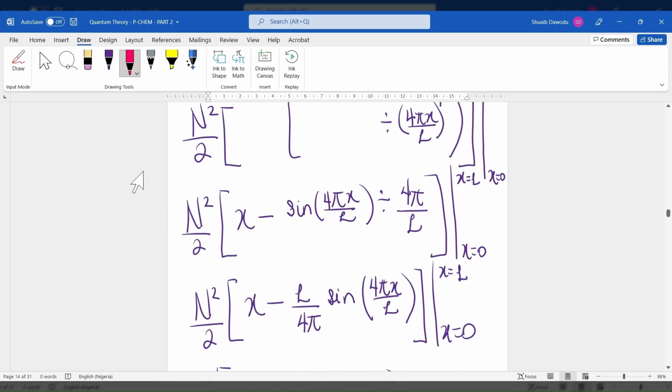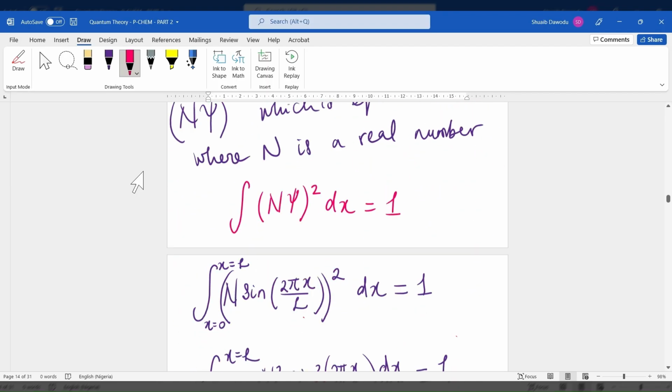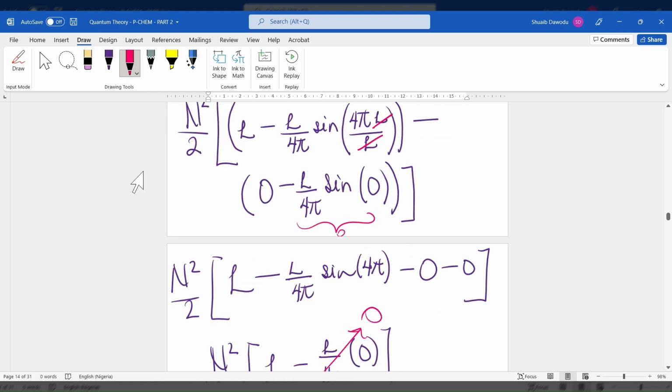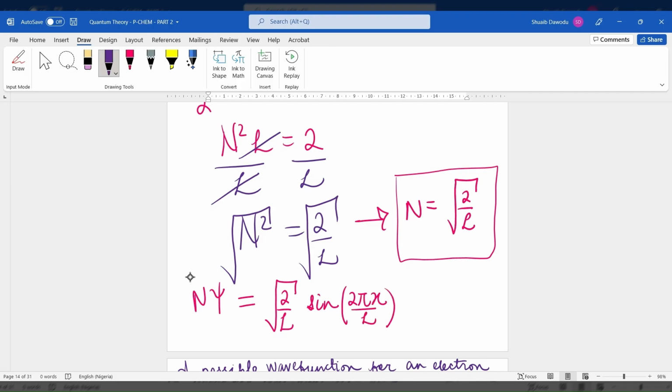Now, let's not forget, they said we should normalize the wave function. The normalized wave function is just n times the wave function. So let's not forget, our work is still not done. So our final answer would simply be the square root of 2 over L times the wave function, which is just sine 2 pi x over L. And this is basically the answer to this question. Perfect. It is the square root of 2 over L sine 2 pi x divided by L.